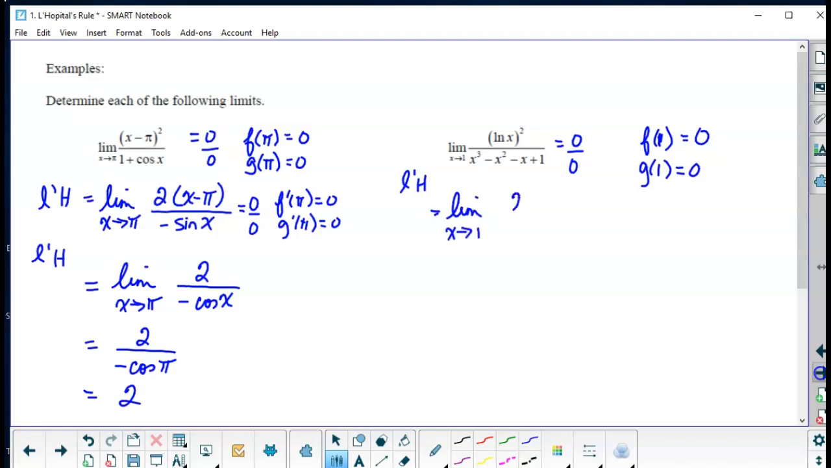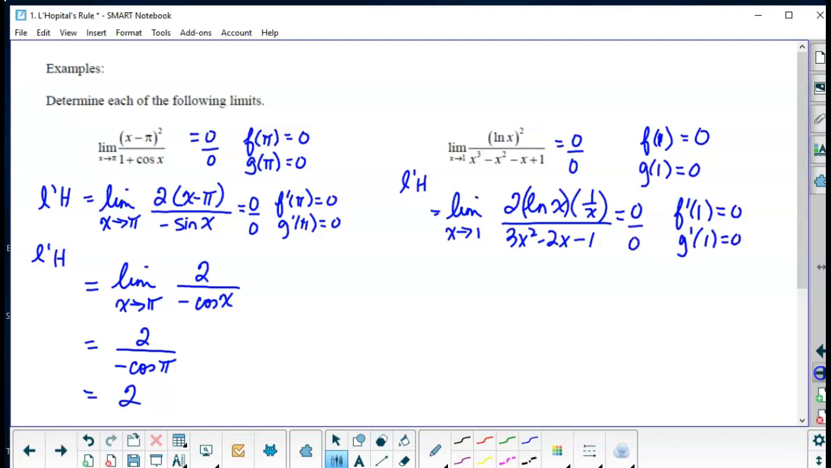And the derivative. So that's going to be 2 ln x times 1 over x. And then that's going to be 3x squared minus 2x minus 1. Okay. Now, when I substitute 1 in, there's still a ln x, so that's going to be 0. And then I'm going to get 3 minus 2 minus 1, so I still get 0. So this f prime of 1 is 0, g prime of 1 is 0. So I'm going to have to use L'Hopital's rule again.